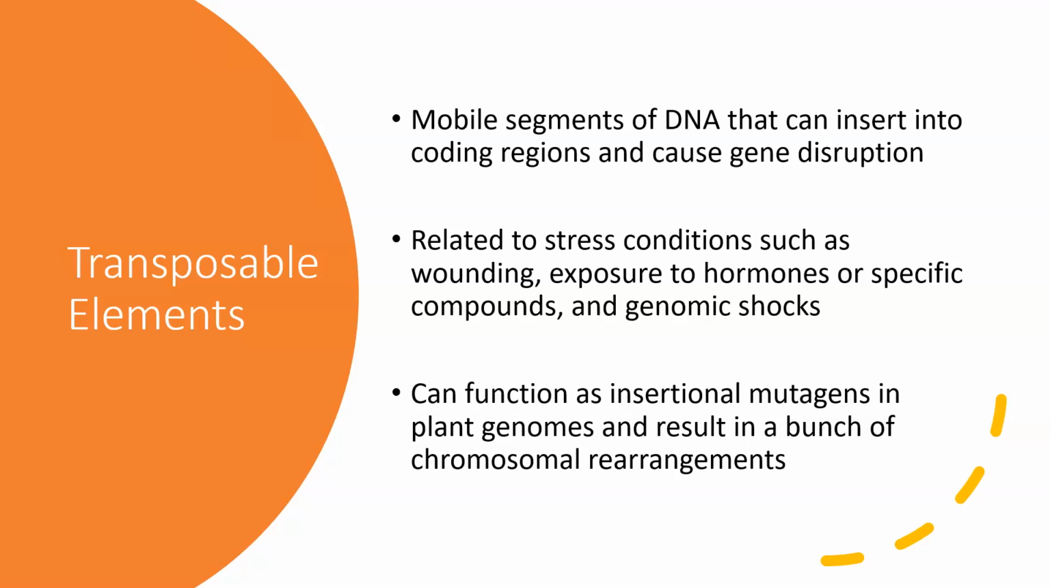Transposable elements and retrotransposons can function as insertional mutagens in plant genomes, whereas widespread activation can result in a bunch of chromosomal rearrangements, leading to misregulation of genes, aneuploidy, and new transposon insertions.